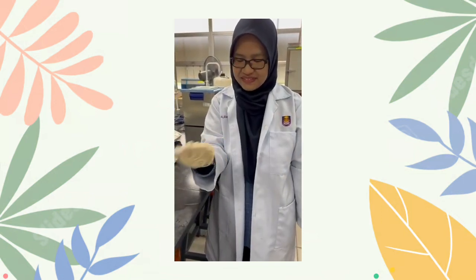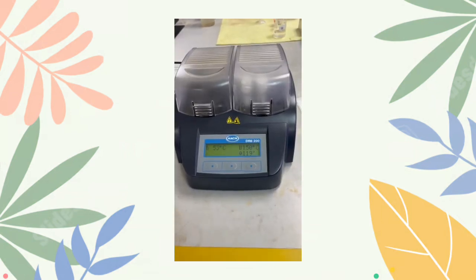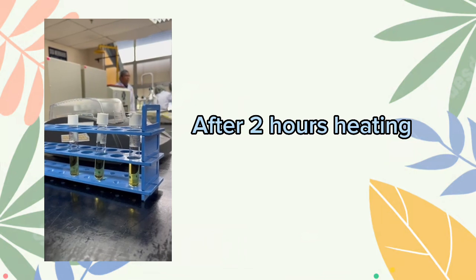Wipe with a clean paper towel. Open the protective lid. Insert all the blank and sample vials into the COD reactor. Make sure the COD reactor is already at a temperature of 150 degrees Celsius and heat the vials for 2 hours. After 2 hours, turn off the COD reactor and take out the vials for the cooling process. Place the vials in the vials rack.